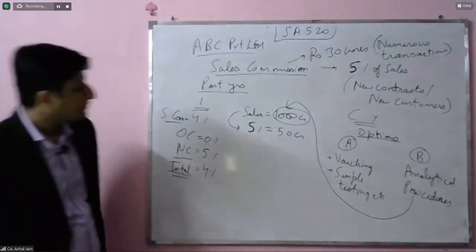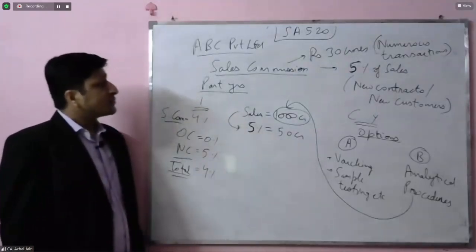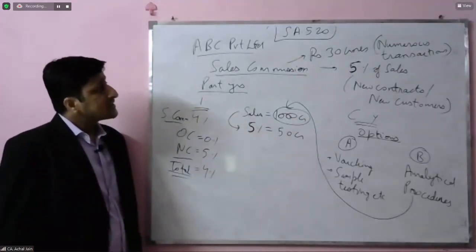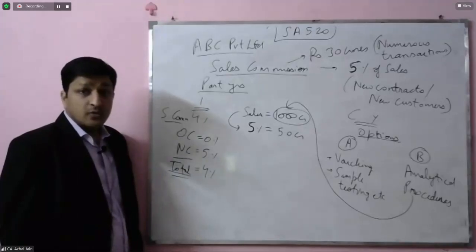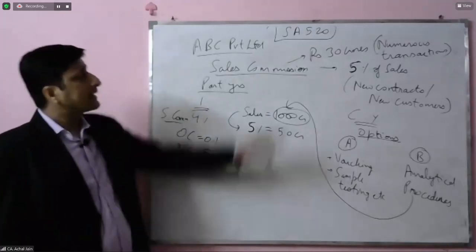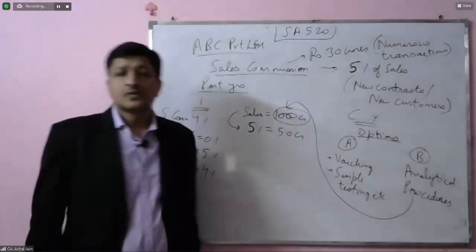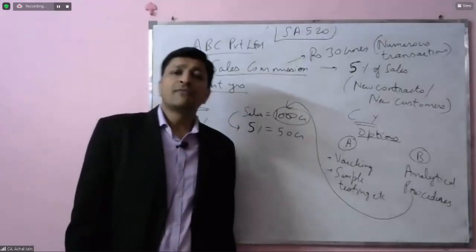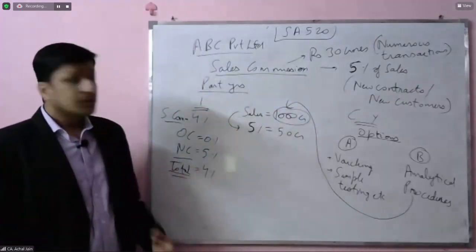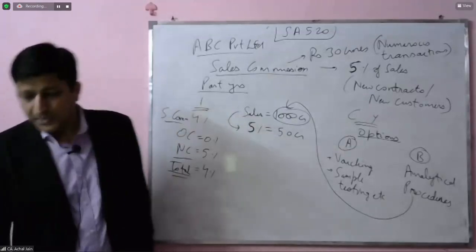Now, in the given situation, sales commission comes out to 50 crores as per the expectation of the auditor, but actually it is 30 crore. So now there is a big gap. So what will now be done by the auditor? Now he will fine tune his information.